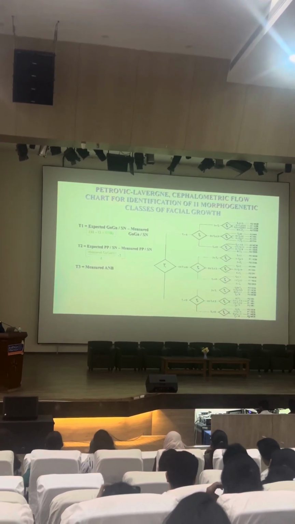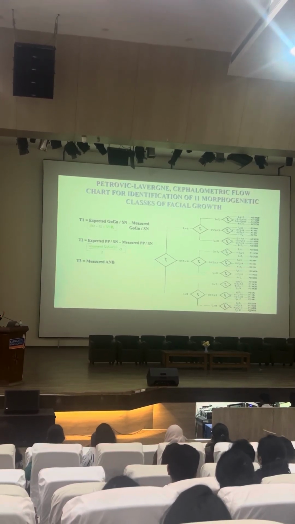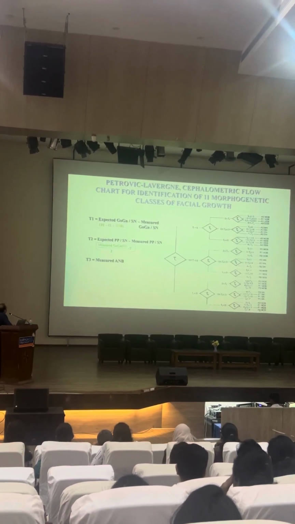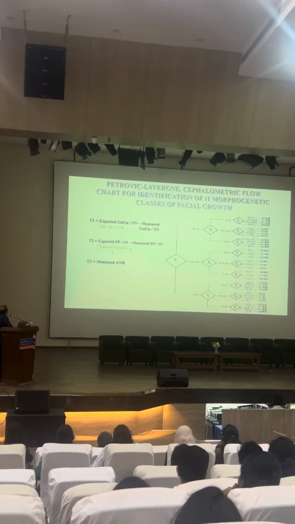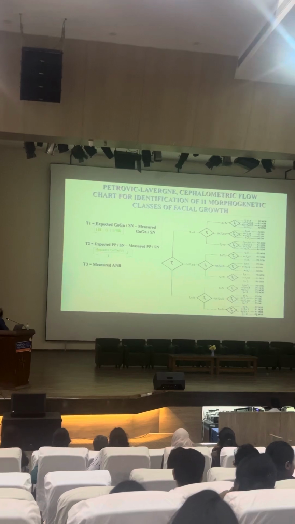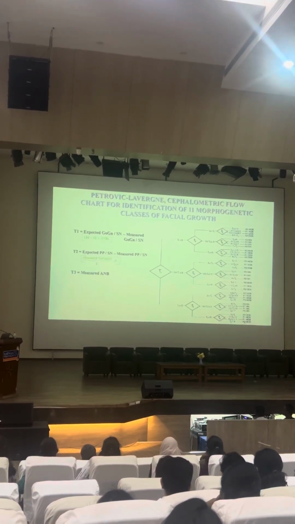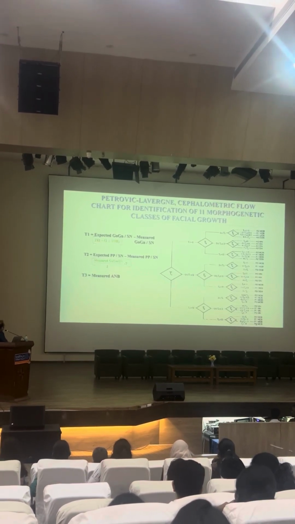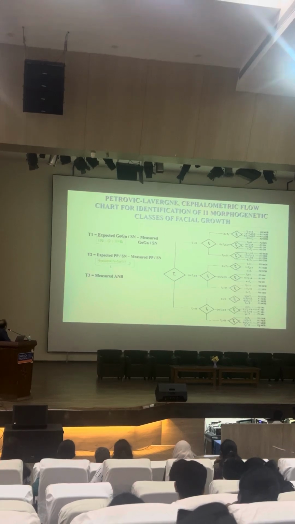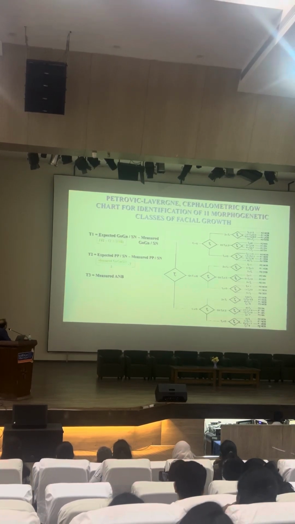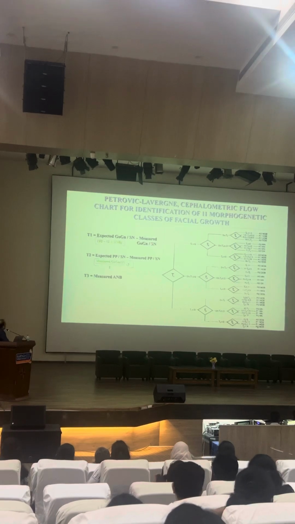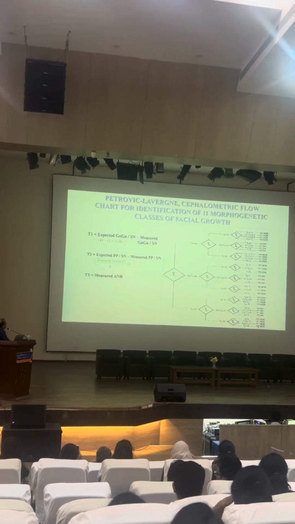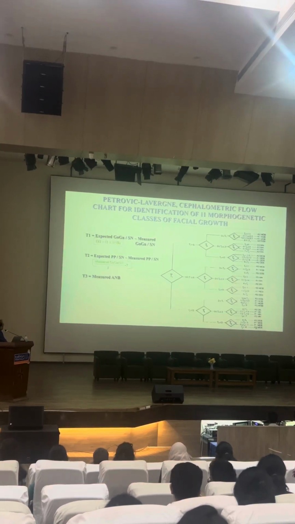So now how to find this cephalometrically? This is given in the Petrovic, Lavergne and Stutzmann book. T1, tier level, tier 1, tier 2, tier 3. In T1, expected gonial angle in relation to SN. How is that found? One formula has been given: 192 minus 2 into SND minus measured gonial to SN. If that is more than 6, they will come here. If it is 0 to 6 here and less than 6, they will be categorized here.